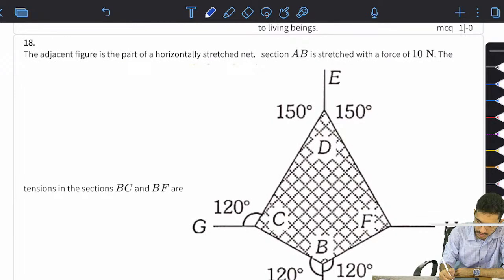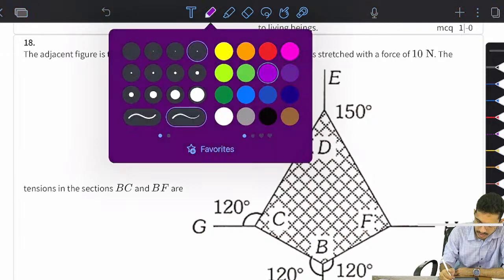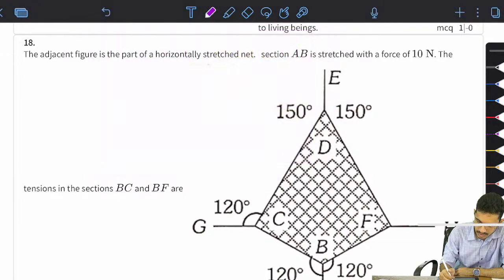So you have a horizontally stretched net. The section AB, which is this section over here, is stretched with a force of 10 newtons. So here I have a force of 10 newtons. You are asked to find the tension in section BC and BF. So BC is this section, BF is this section.